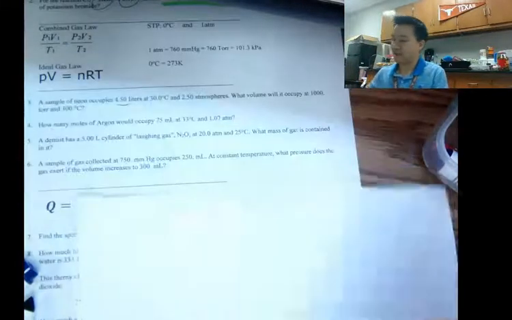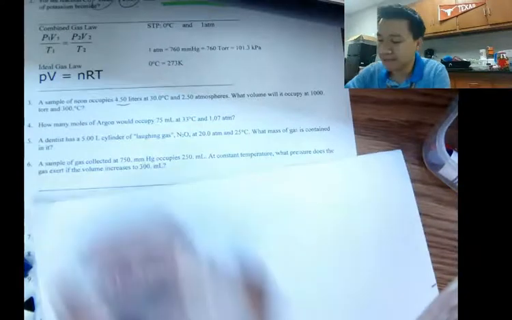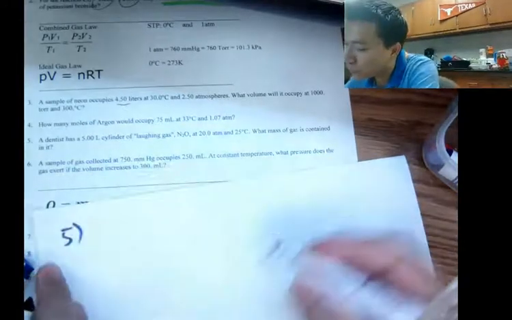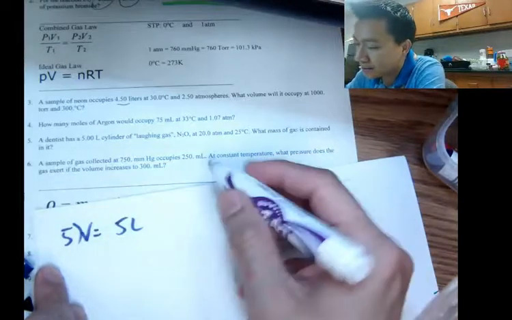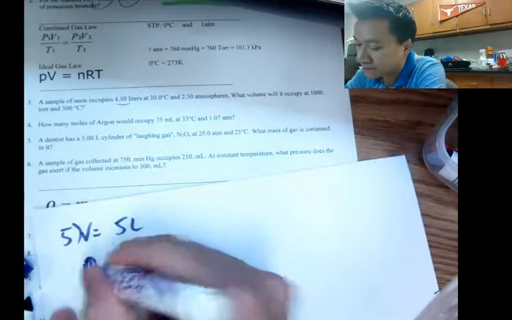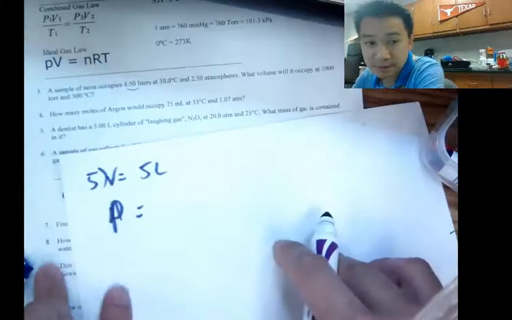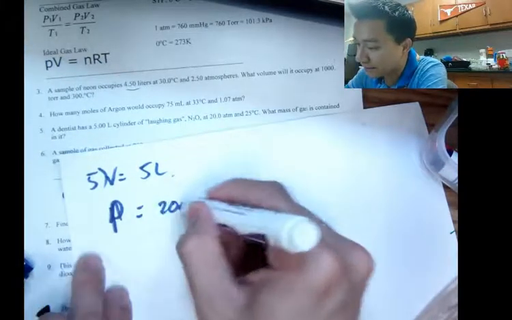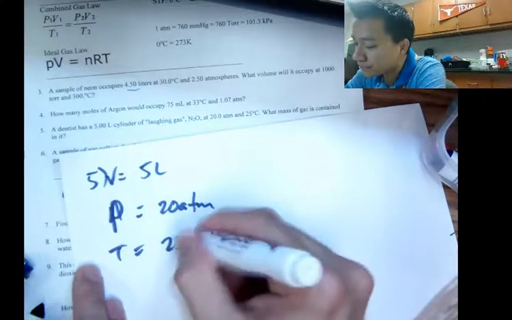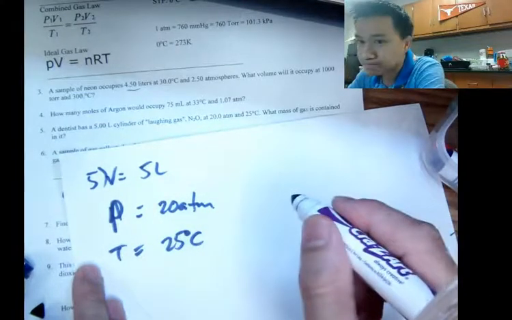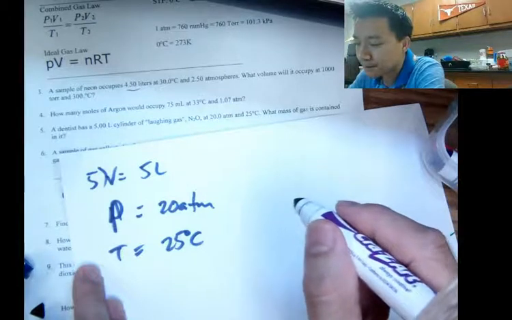Number 5. A dentist. Laughing gas. 5 liters as a volume. And then there's a pressure of 20 atm. There's a temperature, 25 degrees Celsius. And what mass is contained in it?